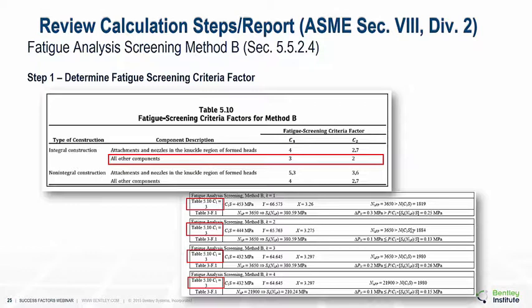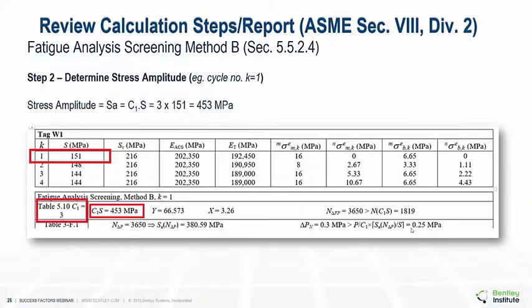Step 1 of the screening process is determining the fatigue screening factors C1 and C2. These factors are obtained from Table 5.10. The value is mentioned in the report table as highlighted. Step 2 involves determining the stress amplitude, which is obtained by multiplying the screening factor with the allowable stress S to obtain C1S. C1S for the first cycle, K equal to 1, is thus obtained as 453 megapascal.